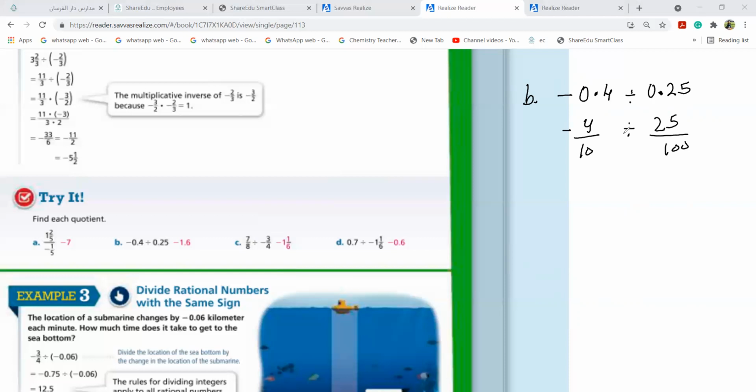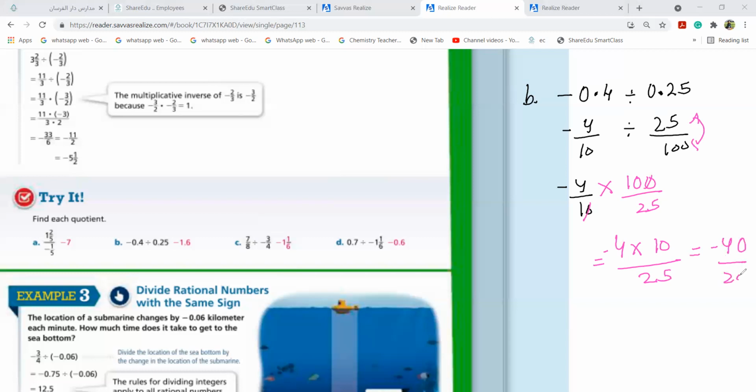Yes? Before the point, I put 0, right? It's already given in the question. Just remove it and write the whole number and put the zeros. Now, next step, change the division to multiplication and flip. Don't forget, when I flip, 0 and 0 are cut. What is left? 4 times 10 over 25. So you get minus 40.